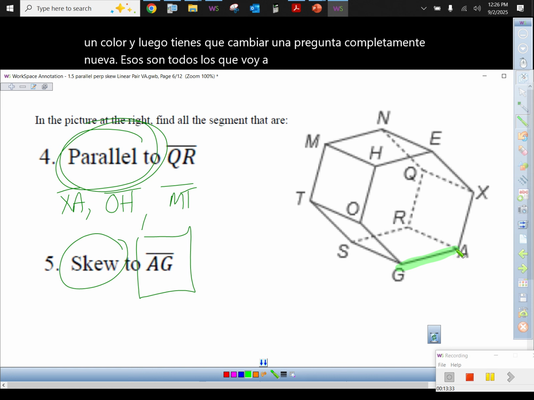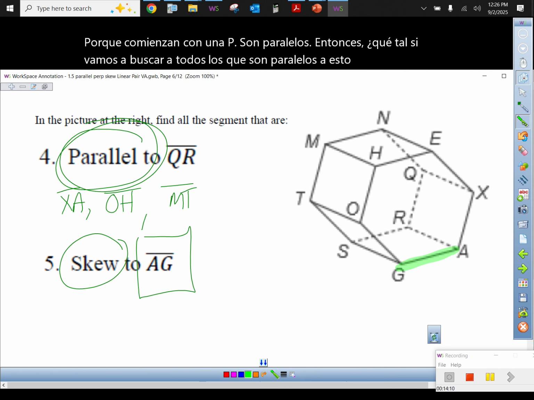So grab a second color. And just to bring back these guys again, remember, these are not skew. Why not? Because they are, starts with a P, they are parallel. So how about we go find everybody that's parallel to this and highlight them. So I'll start you off. I'll use a different color. So remember, AG is in one color. Here's RS. Do you see how he's parallel to him? He can't be skew to it because it's parallel to it. Find some more.